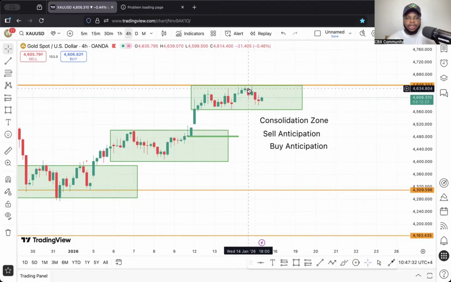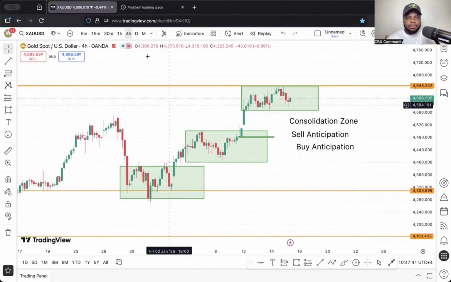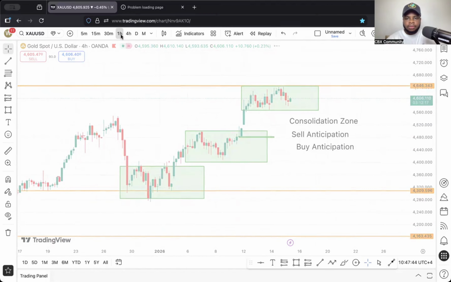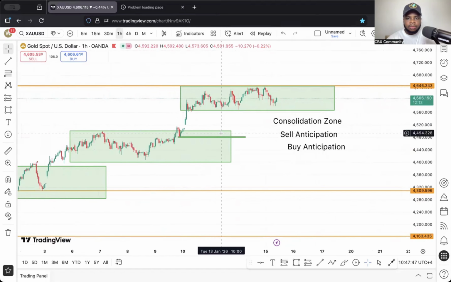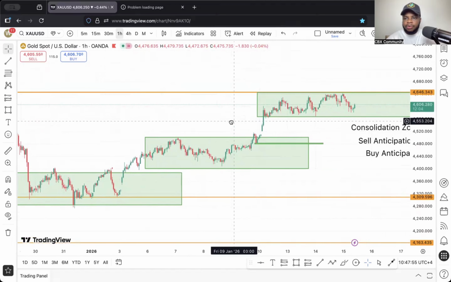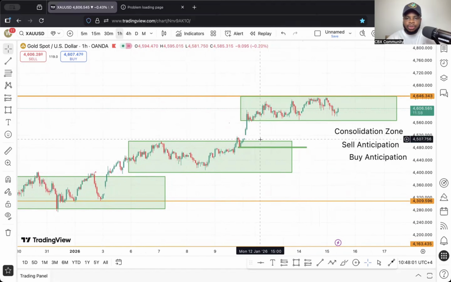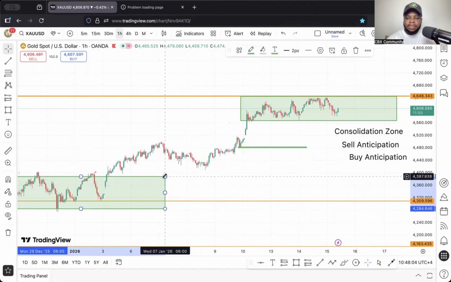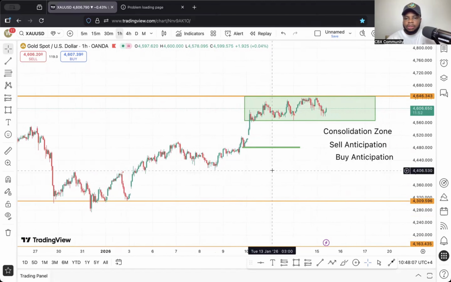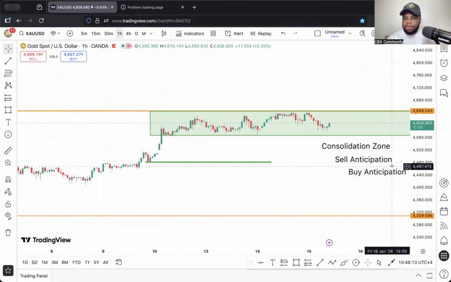So let's go to the H1 so that we'll be able to have an idea what the H1 market structure is saying. As you can see, this zone is still being considered as a consolidation zone. So on the H1, we also have a consolidation zone over here. Since this is the recent consolidation zone, we don't need this. Let's delete this. So looking at the formation of the 1 hour, we are in a consolidation zone.